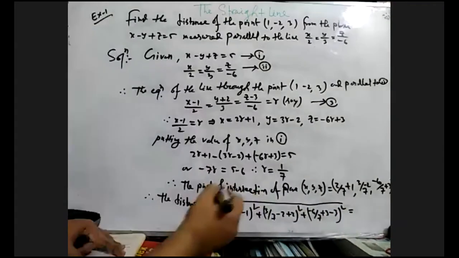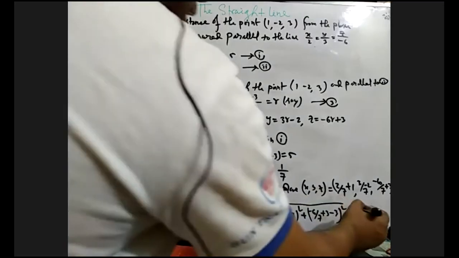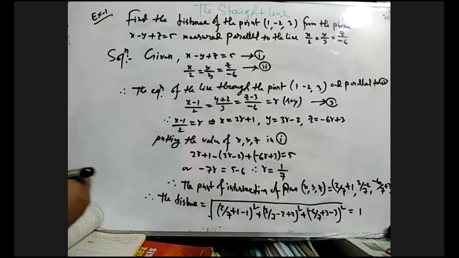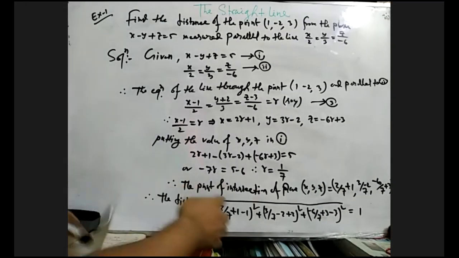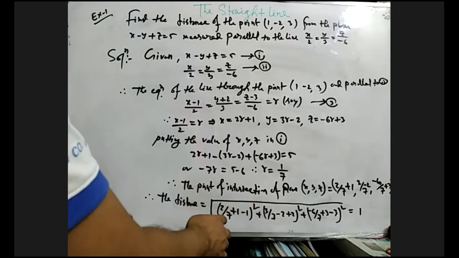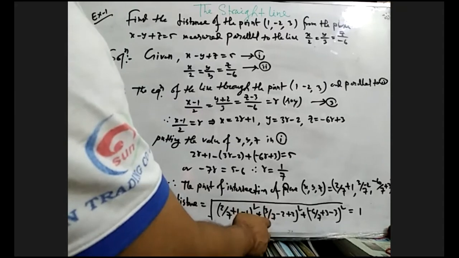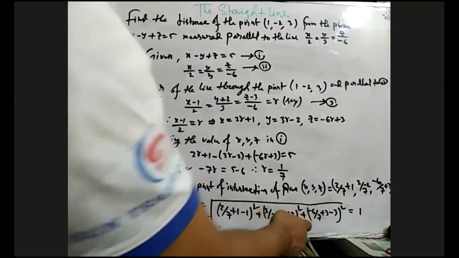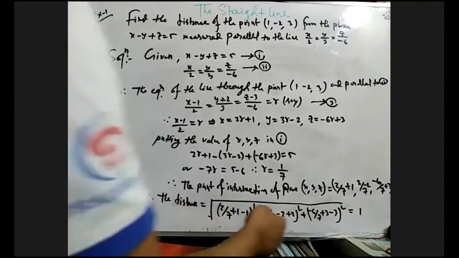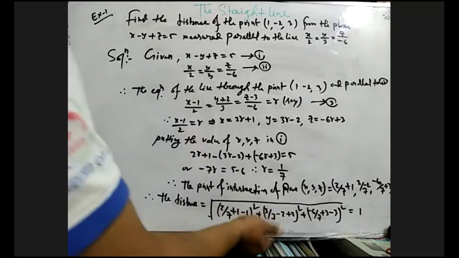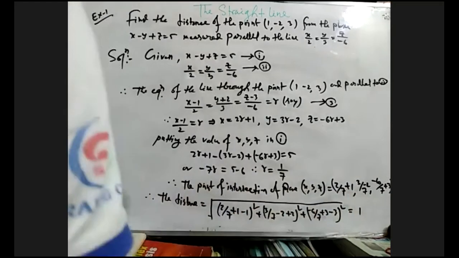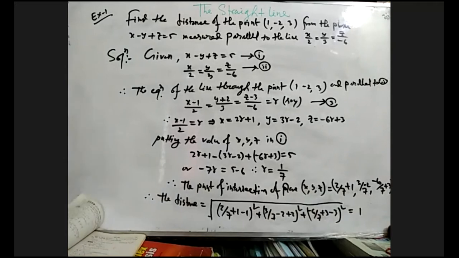So after simplifying this, actually you get the distance is 1. Because 1 will be cancelled. 2 by 7 squared means 4 by 49, and 3 by 7 squared, 9 by 49, and 36 by 49. 3 will be cancelled. So we get 49 divided by 49. That means we get only 1. This is the required distance.